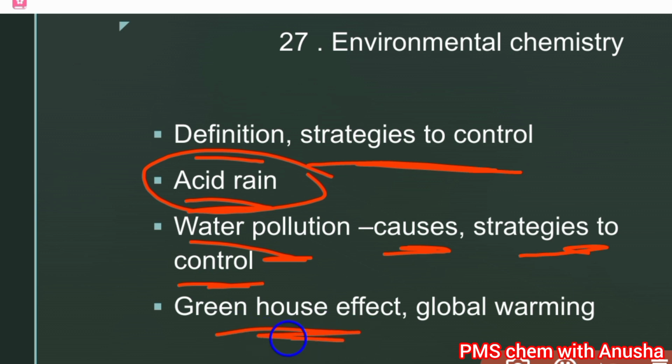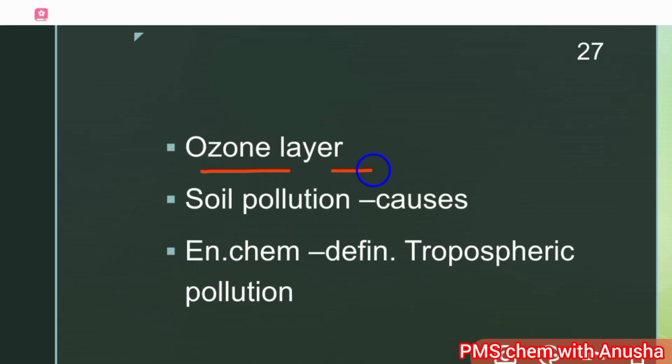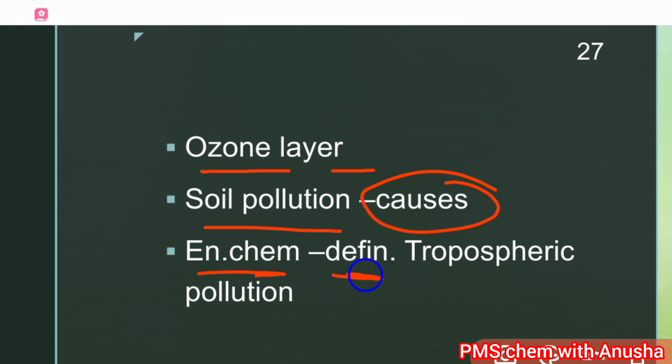Next, greenhouse effect and global warming. You have to explain greenhouse effect and global warming. Ozone layer, soil pollution, their causes. Next, environmental chemistry, their definition and explanation of tropospheric pollution.